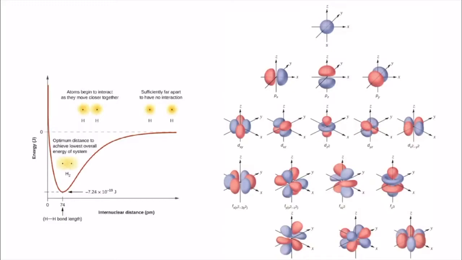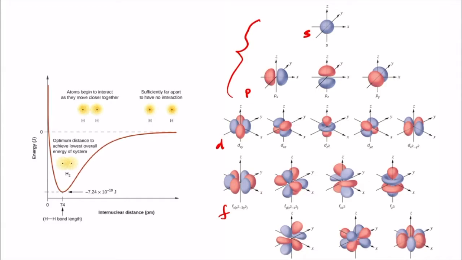If we think about valence bond theory, we're taking atomic orbitals like s's and p's and d's and f's. Really, we're mostly interested in s's and p's. We're taking these and having them overlap to form bonds.